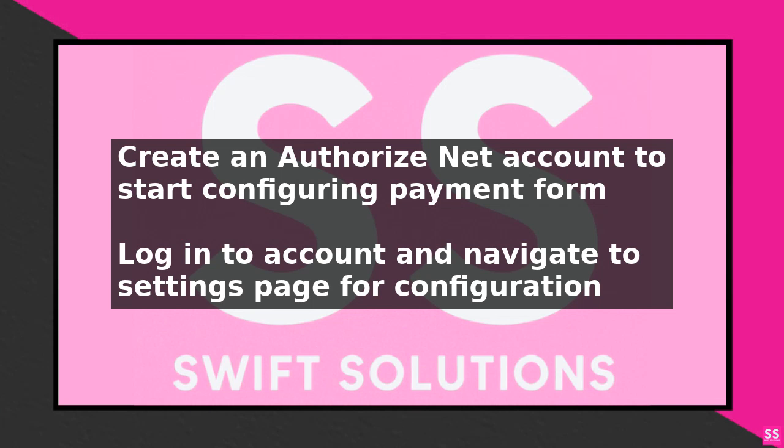First, log into your Authorize.net account and navigate to the settings page. Then click on the payment form option. This will take you to the hosted payment form configuration page. Here, you can customize the appearance of your payment form by selecting a template, adding your company logo, and choosing the fields you want to display.